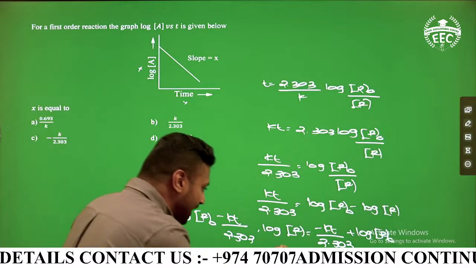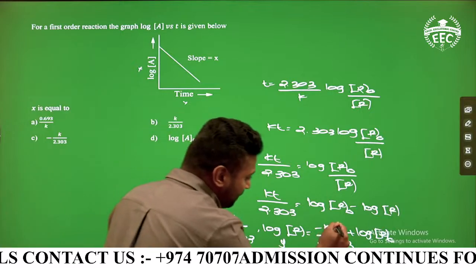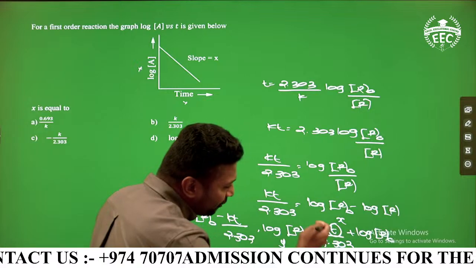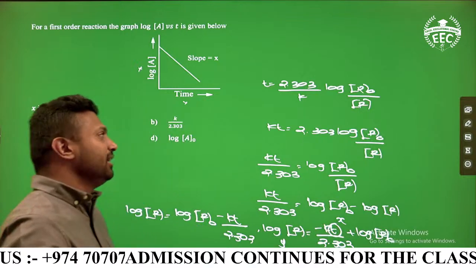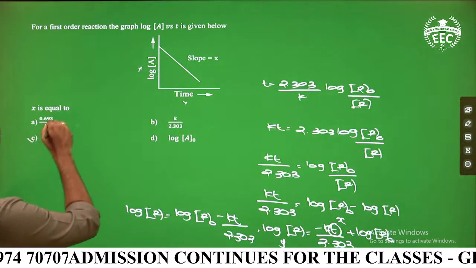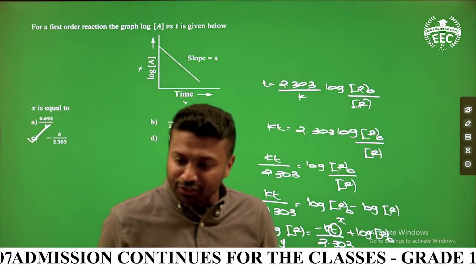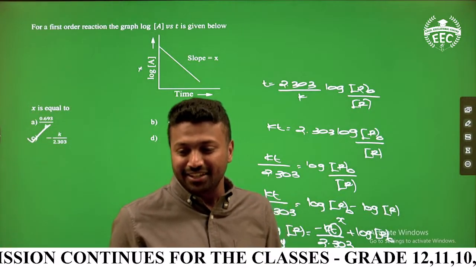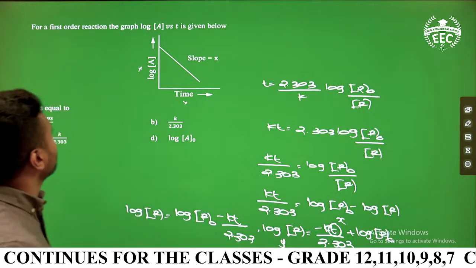So the y-axis will be having log R, okay. The x-axis will be having time, okay. The slope is called what? Minus k divided by 2.303. Go with option C, it is the right answer. Sure. Razal, Adarsh, Devika, Afreen, Hiba, fine.